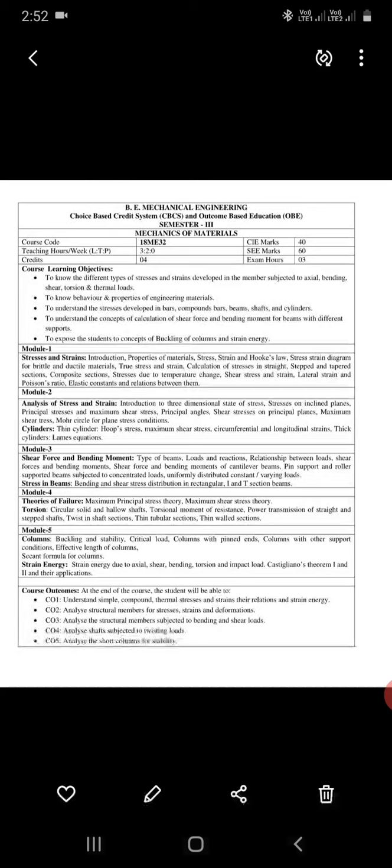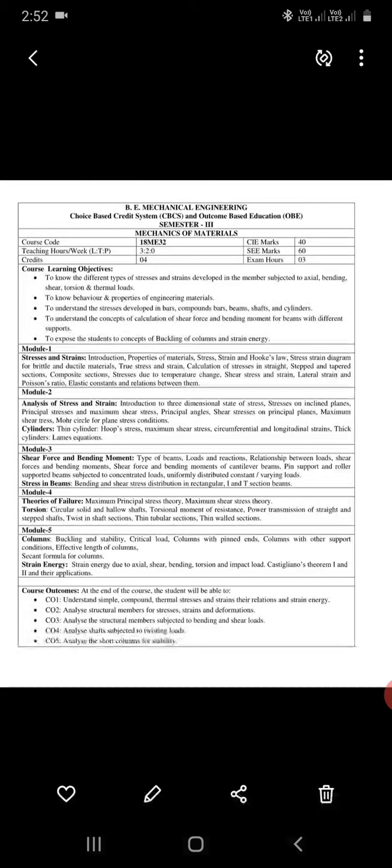Module 2 deals with analysis of stress and strain, and cylinders. There are 2 topics here: analysis of stress and strain, and cylinders. So, introduction: analysis of the stress system in a 3-dimensional state, where stress is induced in 3 dimensions, and the stresses on inclined planes, principal stresses, and maximum shear stresses. All this we'll learn in this part of this module.